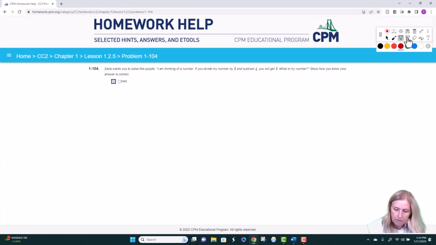Zaria wants you to solve this puzzle. I am thinking of a number. If you divide my number by 2 and subtract 4, you will get 2. What's my number? Show how you know your answer is correct.